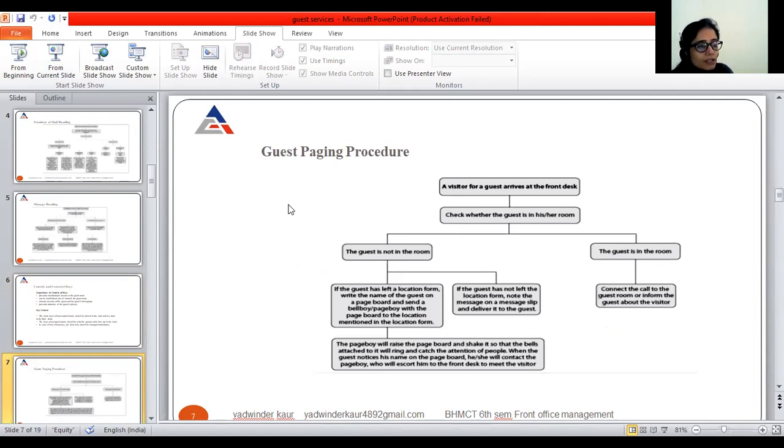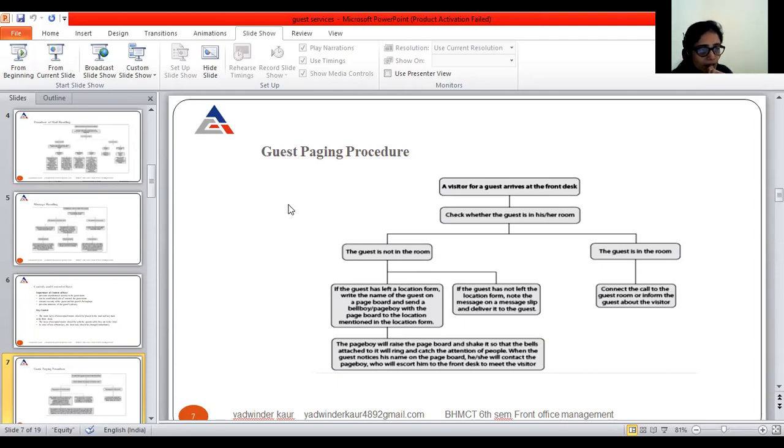Among the various guest services, one point is the guest paging procedure. A visitor or a guest arrives at the hotel front desk, so we check whether the guest is in his or her room. There are two cases: the guest is in the room or the guest is not in the room. Guest paging has both procedures. Now we will discuss when the guest is not in the room.